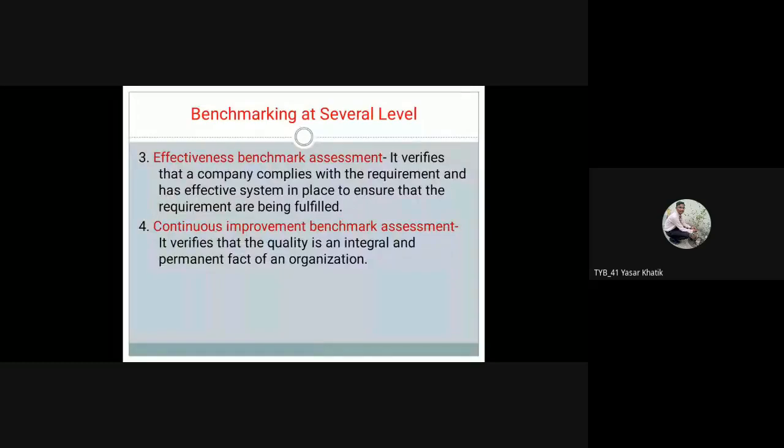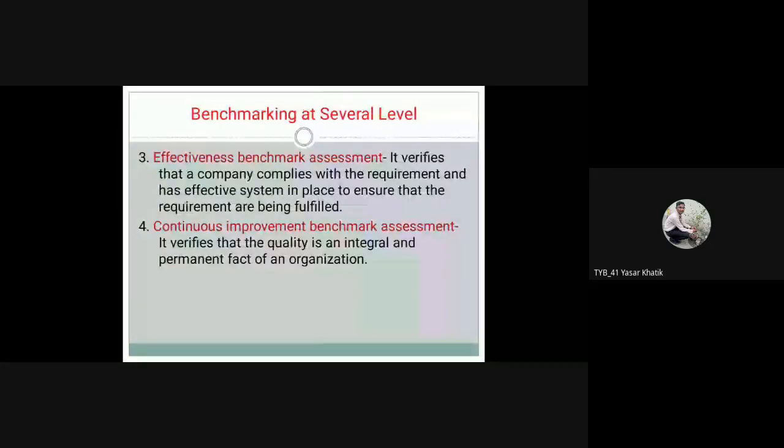Next, level 4, that is a continuous improvement mark assessment. So it verifies that quality is an integral and permanent fact of the organization. याच्यावरून कंटिन्यू इम्प्रुव्हमेंट म्हणजे काय, जे काय तुमच्या कंपनीचा ग्राफ आहे कंटिन्यू इम्प्रुव्हमेंटचा म्हणजे ड्युरिंग द प्रोडक्शन ऑफ द प्रोडक्ट, आफ्टर द प्रोडक्शन ऑफ दॅट प्रोडक्ट. So your company graph should be increased in terms of growth and development. So in this level we can verify our product quality with integral and permanent fact.